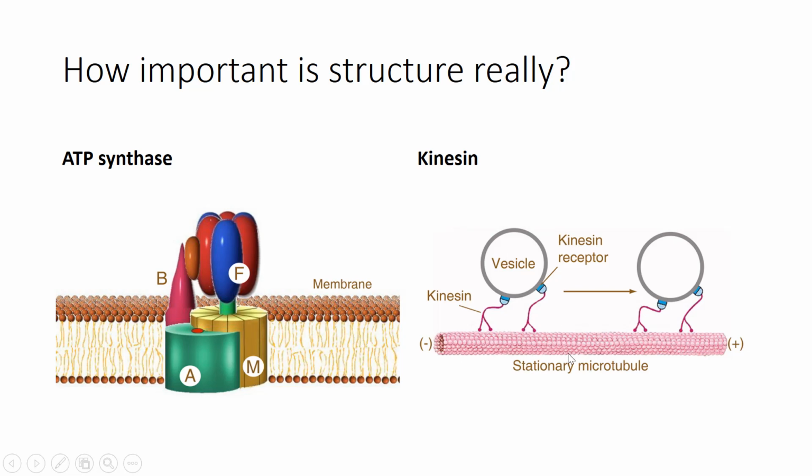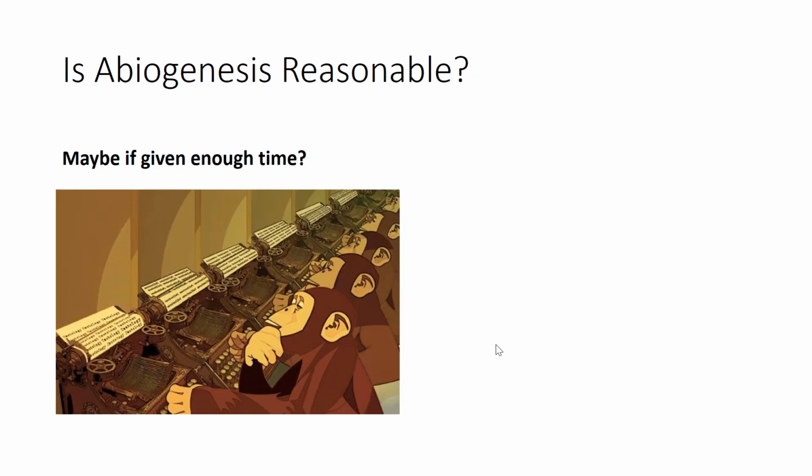Kinesin, another very sophisticated protein, sometimes called the donkey protein, walks along a microtubule. Every time it walks along the microtubule, it requires a molecule of ATP made through ATP synthase. So these two proteins are related very intimately, but both are great representations of the sophistication necessary in protein design. So is abiogenesis reasonable? I think you'd have to be honest to say the answer to this seems to be no, but maybe if we're given enough time.